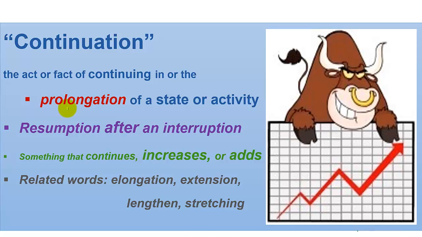But right now we're looking at prolongation, something that gets prolonged. We're going to resume after an interruption, meaning we're going to allow ourselves to see this bullish pole, a breakout, and then a pause, and then a resumption after that interruption, right? Something that then continues, not only continues, but increases. Okay, so we get another resumption. Still, it's an interruption, and we increase, and then we add even more to the pattern. So elongation, extension, lengthening, stretching.